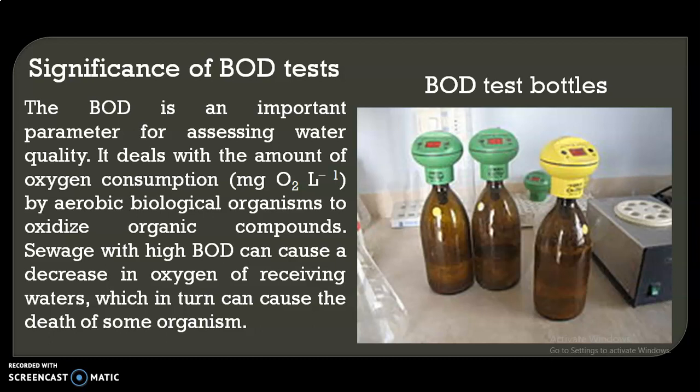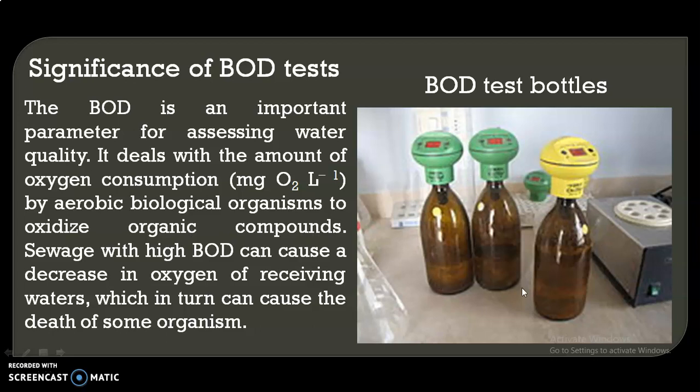If the amount of organic matter is very high, then the number of microorganisms is also high. They carry out the decomposition process and the water quality decreases. It can be very poor, it can be fair, and it can be good. So the BOD is an important parameter for assessing water quality. It deals with the amount of oxygen consumption by aerobic biological organisms to oxidize organic compounds.